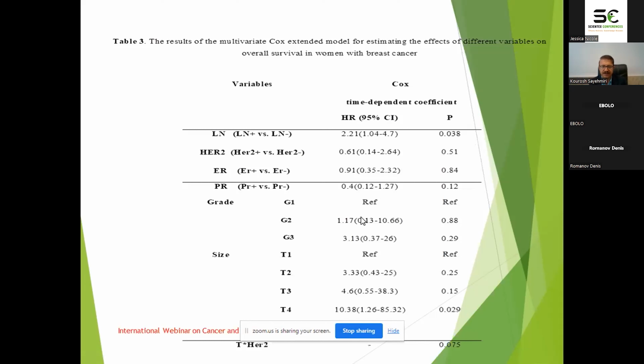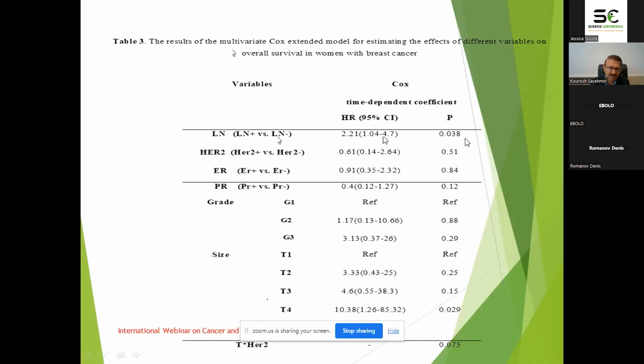Here I compute the hazard ratio in the multivariate Cox regression. But here we see in the multivariate analysis LN positive against LN negative is a significant predictive factor. But HER2 in the multivariate regression is not significant. In the univariate, it was significant. And also, we see grade and tumor size. Tumor size is significant, but grade is not significant in multivariate.